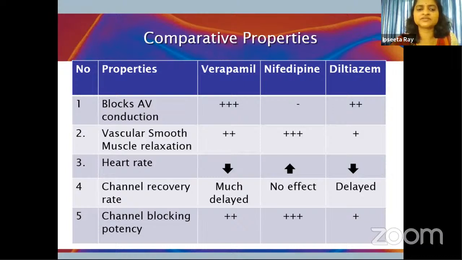Another major difference is the action on the heart. Verapamil, because it is mainly acting on the calcium channels present in the heart, will reduce the heart rate. Whereas nifedipine, because it's effective mainly against the calcium channels in the blood vessels, will cause vasodilatation and there will be a reflex tachycardia. So these are important differences between the three subclasses of calcium channel blockers.